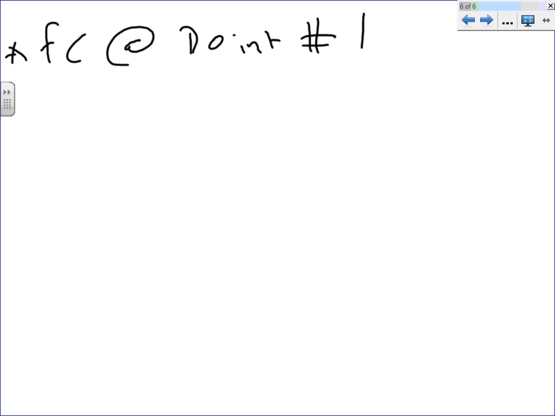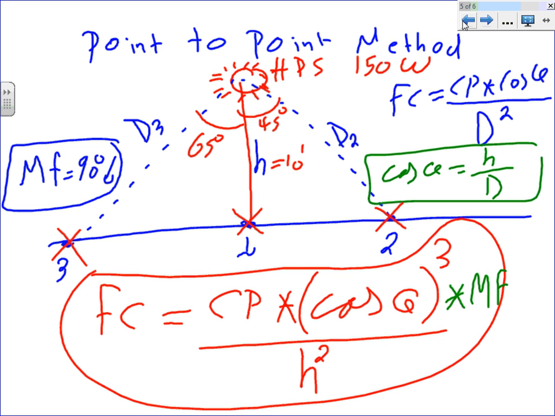Okay, foot candle at point number 1. That's what I'm going to calculate first. Point number 1 is right underneath the fixture. I want you to look where point number 1 is, right underneath the fixture. So Muhammad, and anybody can help Muhammad, what's the angle right underneath the fixture?